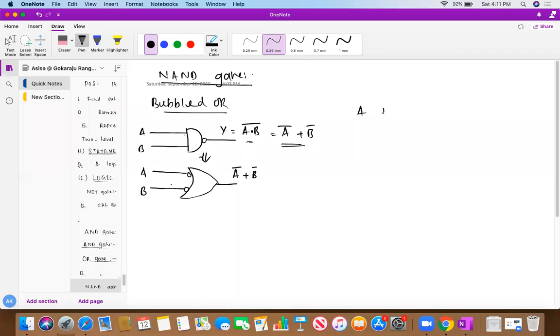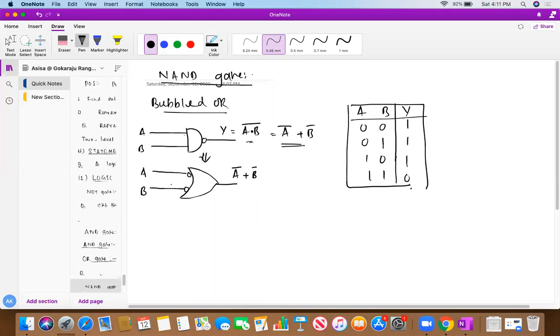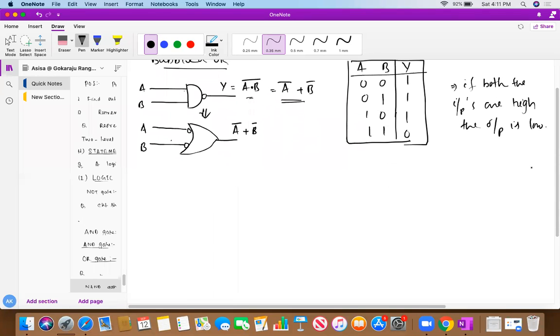So what is the functionality? Functionality can be obtained from the truth table: A, B, Y: 0 0 gives 1, 0 1 gives 1, 1 0 gives 1, and 1 1 gives 0. So what do you understand from this? If both the inputs are high, then the output is low. So this is basically about the NAND gate. The NAND gate can also be expressed this way, that is the new thing you want to know today: the bubbled OR gate.